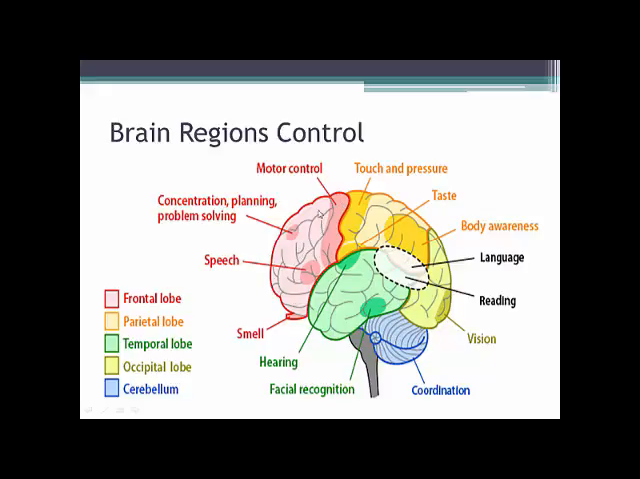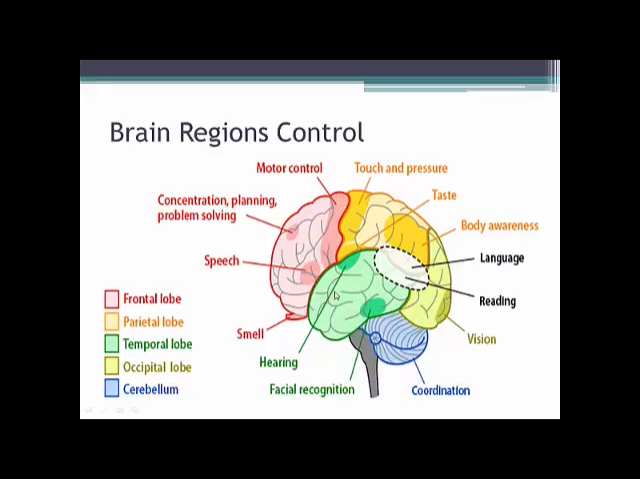So this front area, which is closest to the eyes. So pretend the eyes are right here. This area controls motor, concentration, planning, speech, smell. This yellow portion up here controls sensations, different other sensations. This green area, which is on the side, controls hearing, language, reading, facial recognition as well. The back of the brain right here controls more vision. And this bottom part right here in blue, it controls coordination.